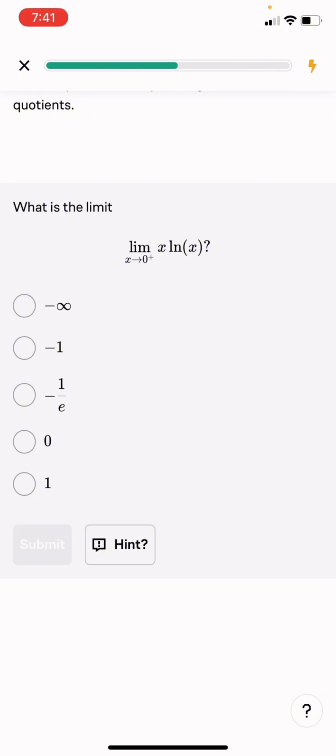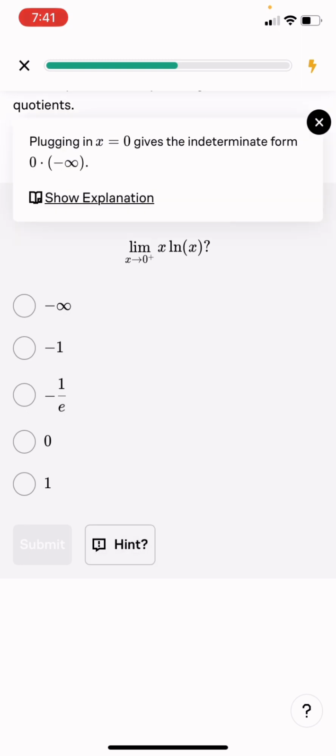What is the limit as x goes to 0 from the positive side of x ln x? Let me get a hint there. Plugging in x equals 0 gives the intermediate form 0 times negative infinity.